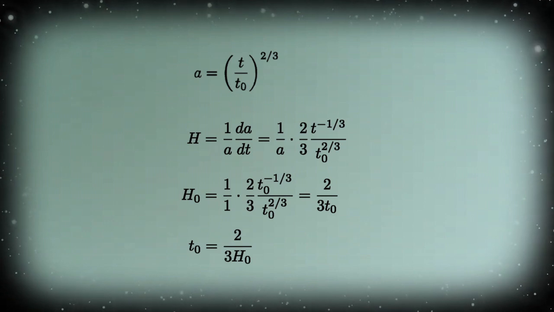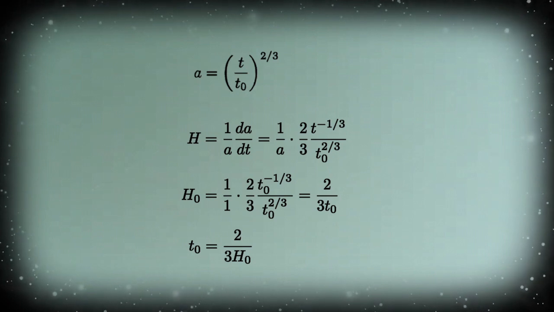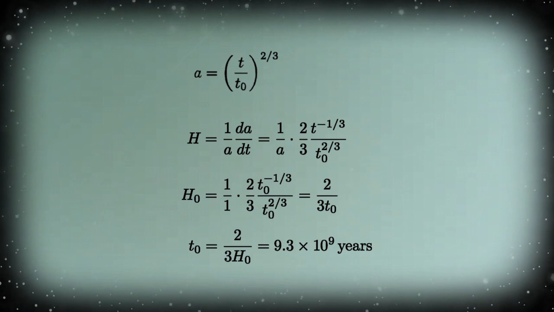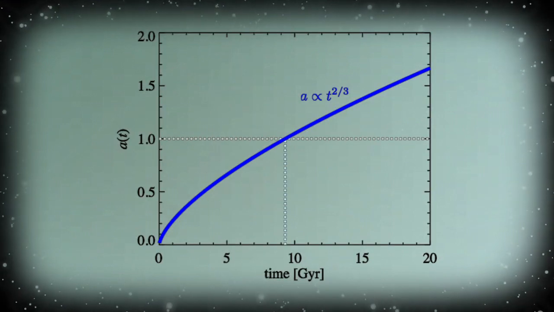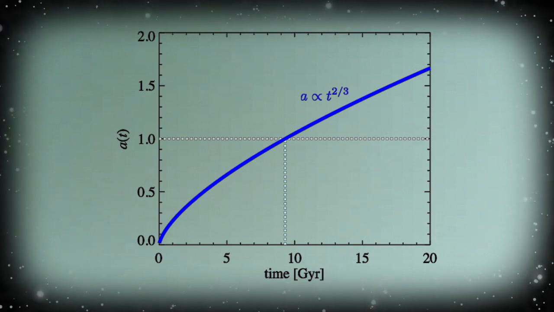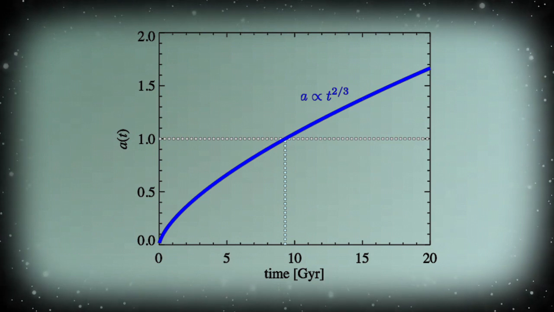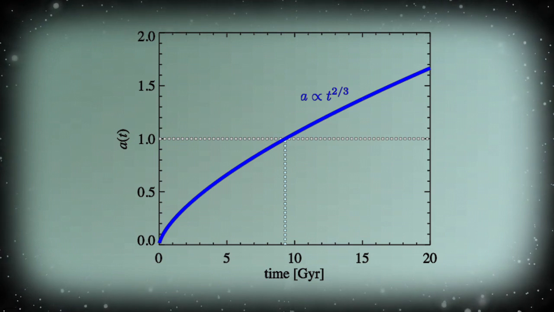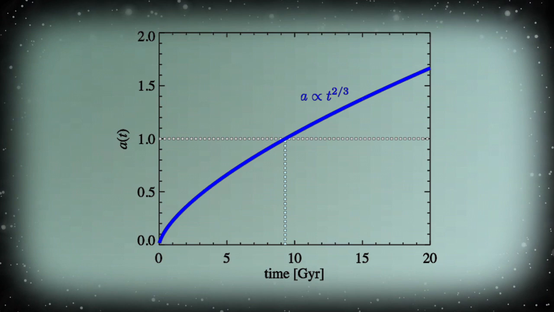Plugging in 70 kilometers per second per megaparsec for H naught, the age of the universe comes out to be 9.3 billion years. A chart of A versus t shows that A starts at time zero, rises, crosses through unity at a time of 9.3 billion years, and keeps growing as t to the 2/3 forever. So we did it. We figured out the history of the universe.